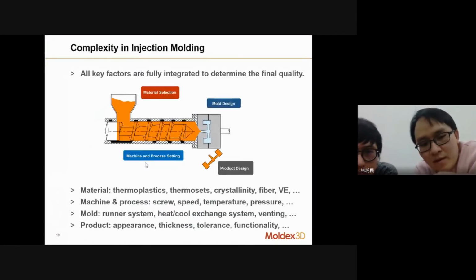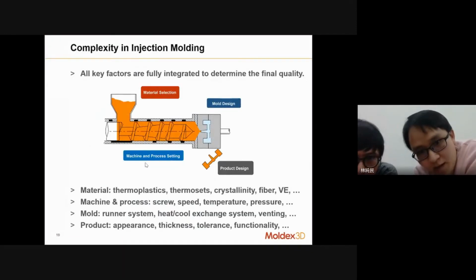Yes, this one. So product design, mold design, and then material selection, which is the material that you use, and also machine and process settings. So to make the CAE software prediction accurate, of course, we need to pay attention to these four key factors.